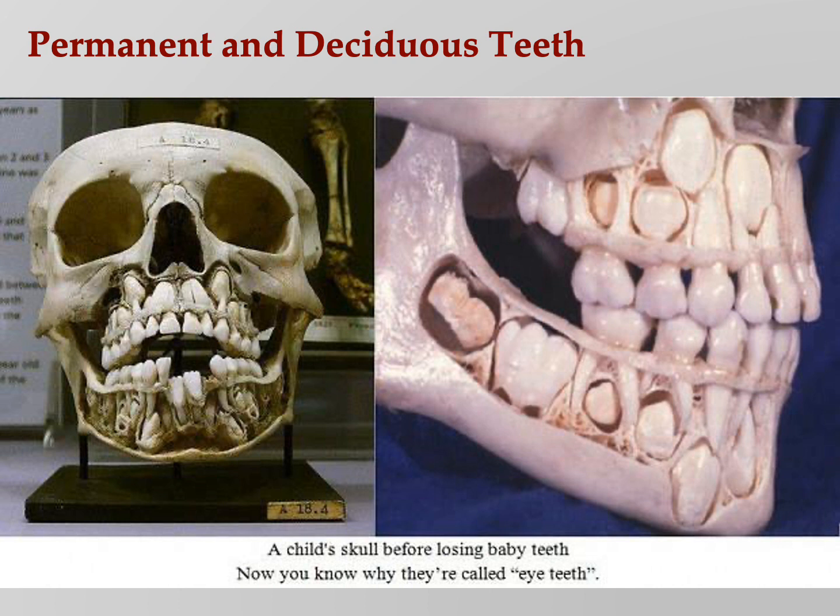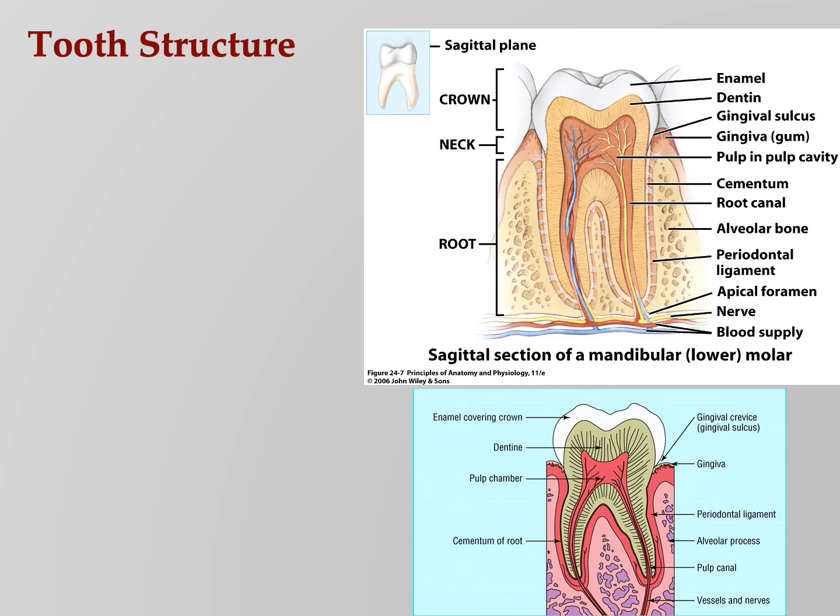There you go. Child's skull before losing baby teeth. The permanent teeth are underneath. They literally just push up, all right? The buds are there at birth, and then they just develop, and eventually they mature, and they push the deciduous teeth out of the way.